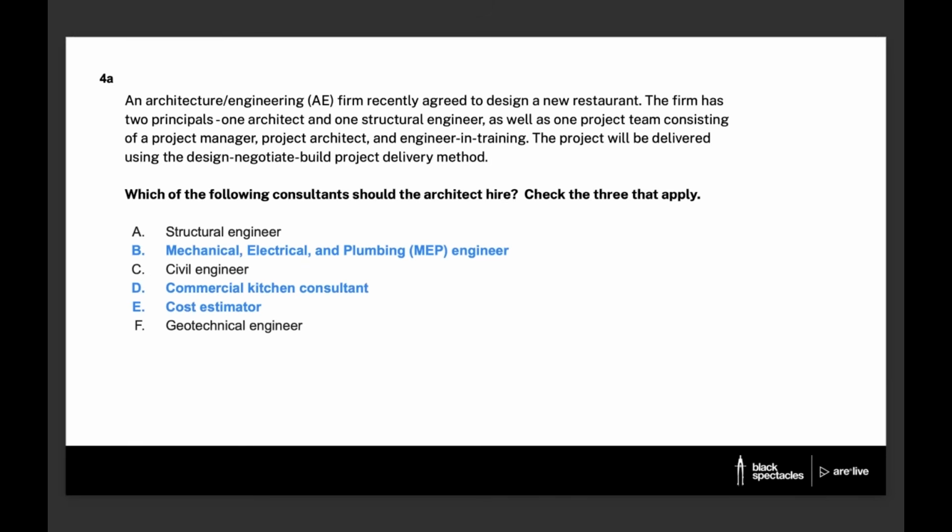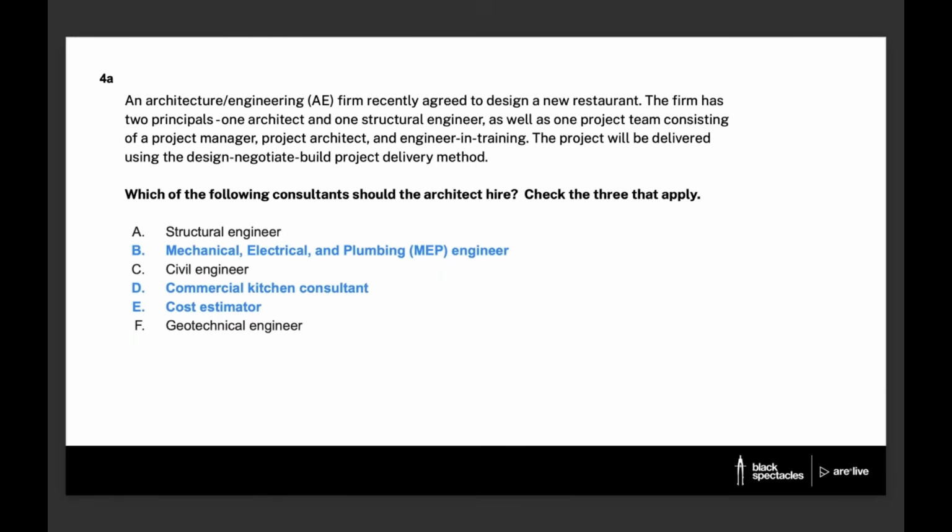You can also do this question in reverse and think about the incorrect answers. The structural engineer is incorrect because we have that expertise in-house, and the other two choices are incorrect because the owner generally hires these consultants. So even if you're on the fence about the cost estimator or kitchen consultant, if you look at the wrong answers, and remember that you have to pick 3, I think you can get behind B, D, and E being the correct answers here.